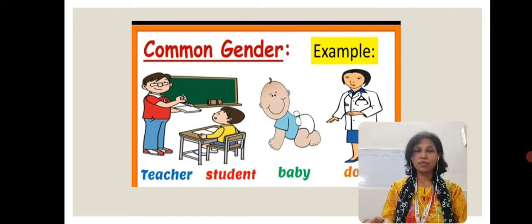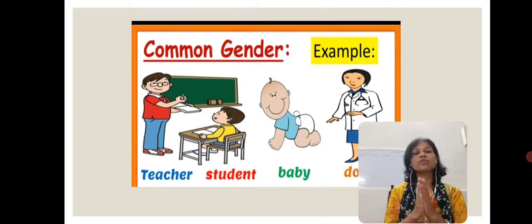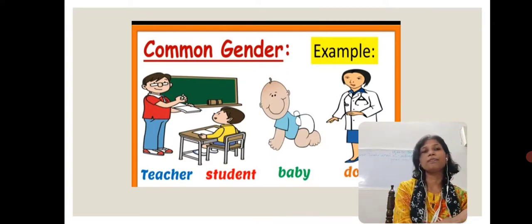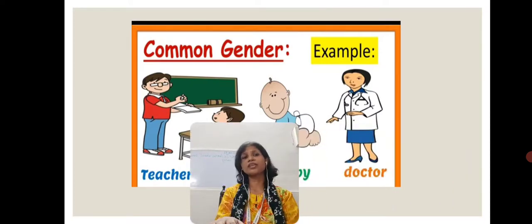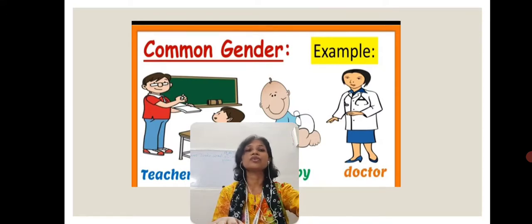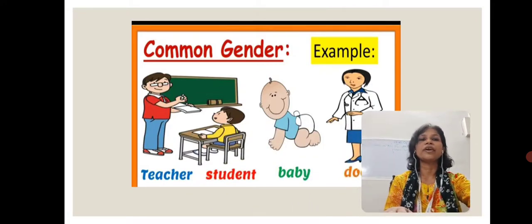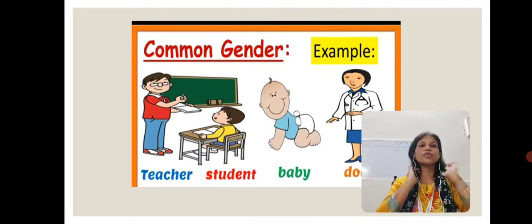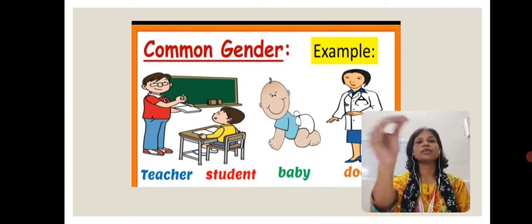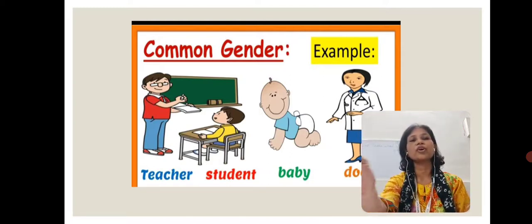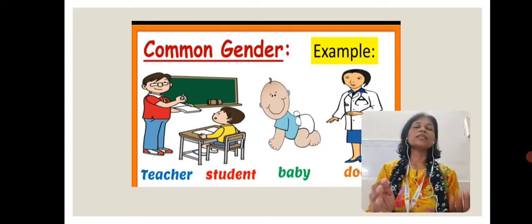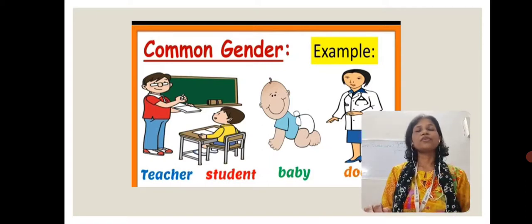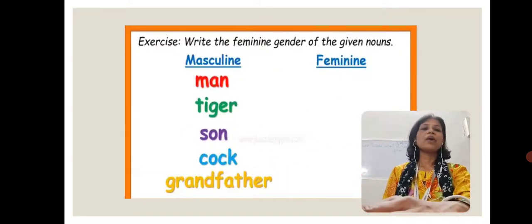Next one is baby. We always say baby. To a boy also we say baby, to a girl also we say baby. And finally one more, doctor. We say doctor, we never say a female doctor, a male doctor, we always say doctor. So it refers to the common gender. Fine. I hope students you have understood the three genders properly. What is the first gender we have got? The masculine gender, males. Next one is the feminine gender, females. Third one is the common gender that refers to both the masculine and feminine. I hope you have understood.